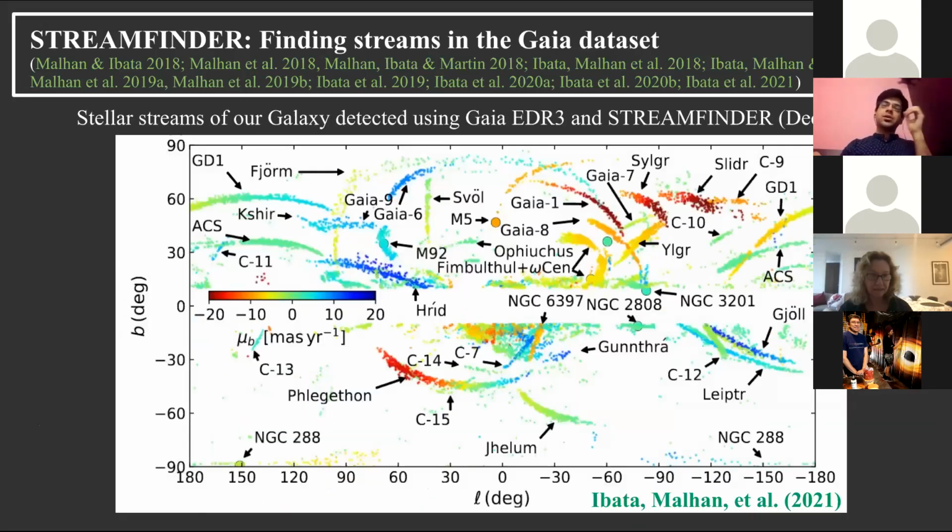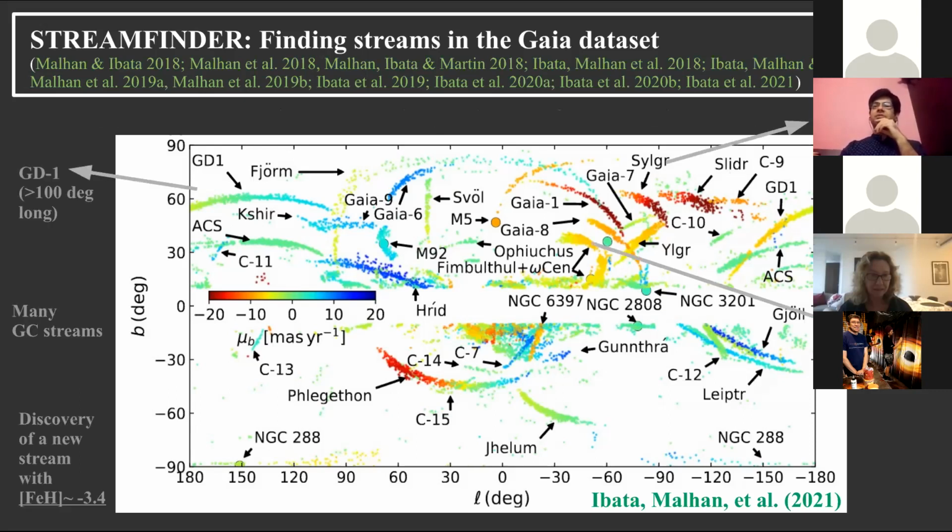And here, this is one of the maps of StreamFinder that we recently produced using Gaia EDR3. So here, all the stars that you're seeing are Gaia sources, color-coded according to the proper motion in the latitude direction. So the color coding basically tells you that these detected streams are coherent also in the velocity space. So you can see lots and lots of streams in this map.